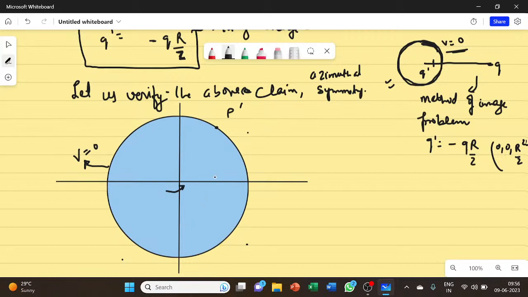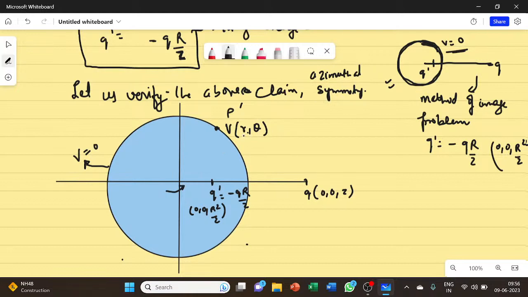So what I'll do, I will verify this for you. I'll place Q dash here, and there is a Q here, and this Q is placed at 0, 0, Z, and this Q dash is placed at 0, 0, R square upon Z. And you know what is your Q dash? Q dash is minus QR upon Z. And I've already told you that this particular problem has azimuthal symmetry. So I'll try to find the potential as a function of r comma theta, because there is no phi dependence, because from whichever phi angle you want to see the potential, you will find that potential is 0 only. So it is symmetric with respect to phi angle, and there is only dependence on r and theta.